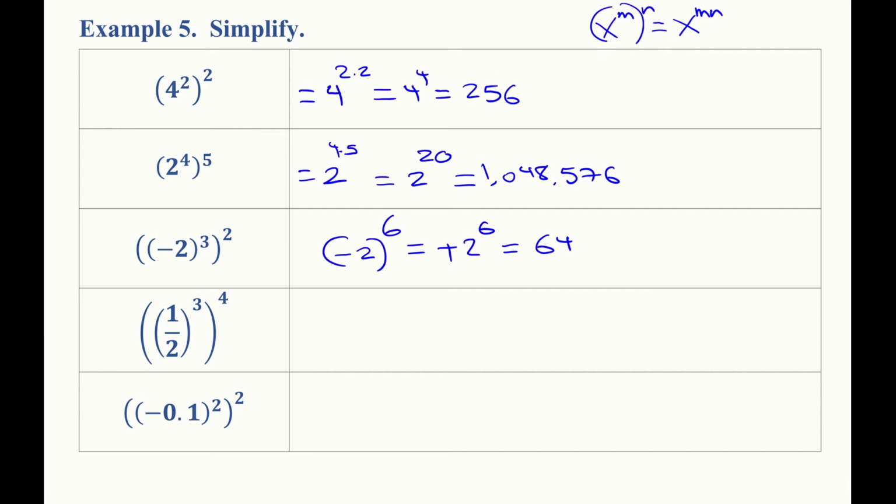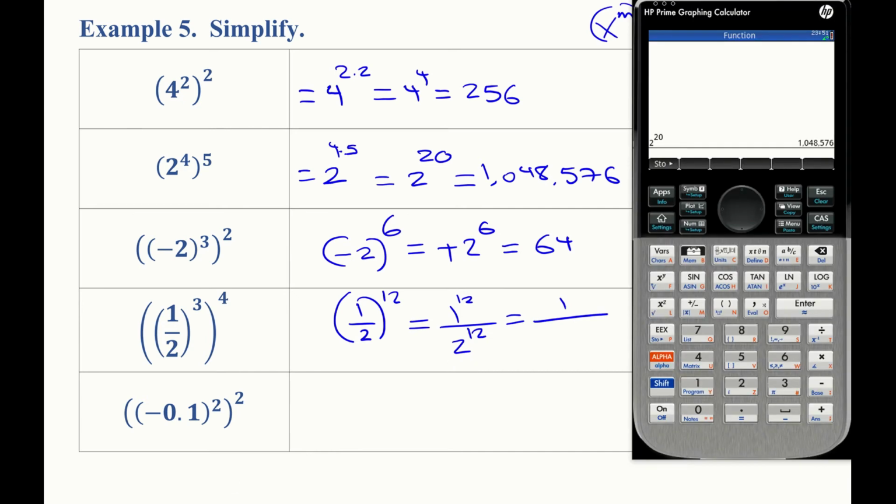So here we're going to get 1/2 to the power of 3 times 4, which is 12. Remember, that's going to be 1 to the power of 12 over 2 to the power of 12. The top is easy to calculate, that's just 1. But 2 to the power of 12, remember, again, is not a very simple small number.